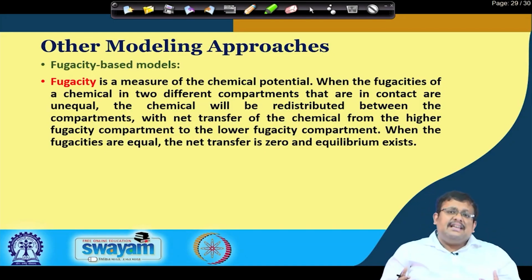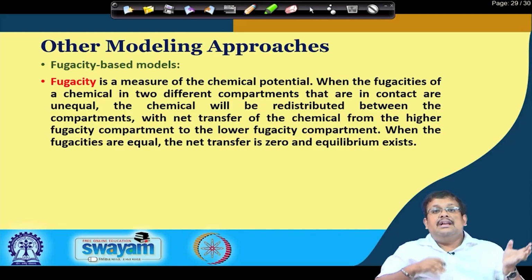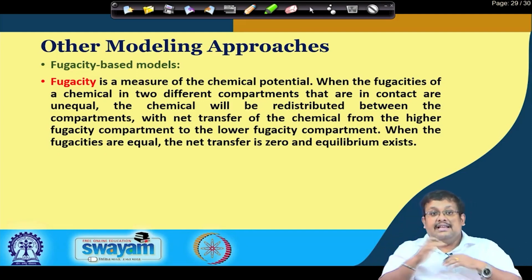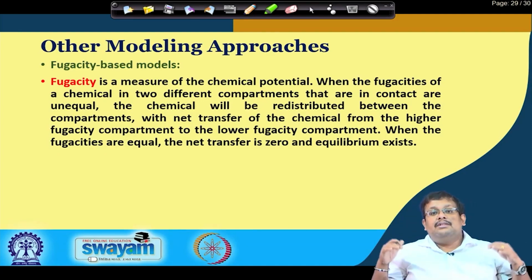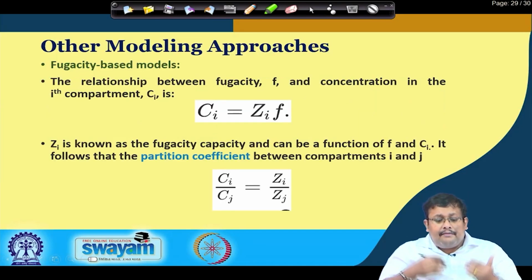So, fugacity is basically a chemistry term. It is a measure of the chemical potential where fugacities of a chemical in two different compartments are different and they are connected to each other. There will be net transfer of chemicals from higher fugacity to lower fugacity till they attain equilibrium, and the transfer will be stopped there. So, this is a fugacity based model.